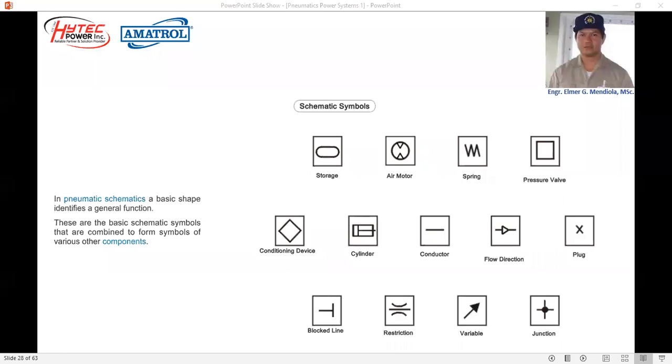Shown are the basic schematic symbols that may be combined to form symbols of various other pneumatic components. For example, the symbol for an air motor shown, combined with a 45-degree arrow, makes the speed of the air motor variable. So the air motor will form a new component, from a mere reversible air motor to a reversible and variable speed air motor. Any component, whether pneumatic, hydraulic, or even electronic, if combined with a 45-degree arrow, will indicate that it is variable.